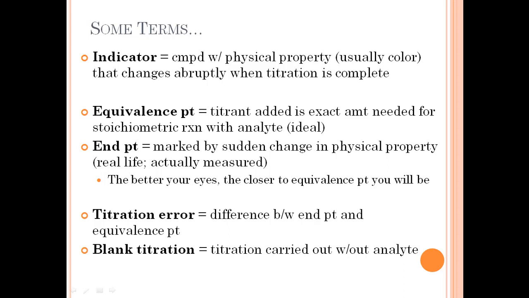Of course, the better your eyes, the closer to the equivalence point you will be, but that's not fair, right? So there's other things that we could do, like I said before, you could do pH, you could do absorbance of light, all this other stuff, but the more careful you are, the closer, hopefully, you'll be to the equivalence point. What is titration error? Well, that's just the difference between the endpoint and the actual real equivalence point of the reaction. What's a blank titration? That's any titration that's carried out without the analyte.